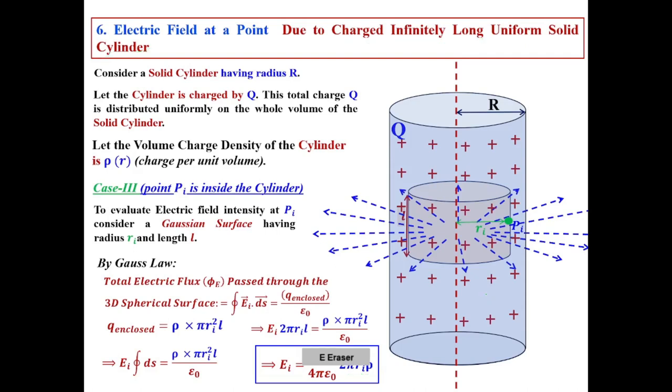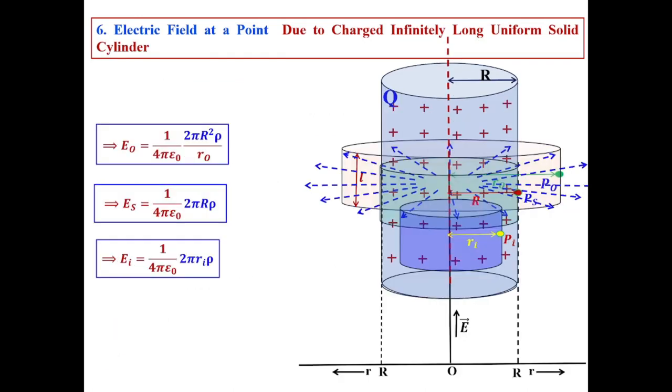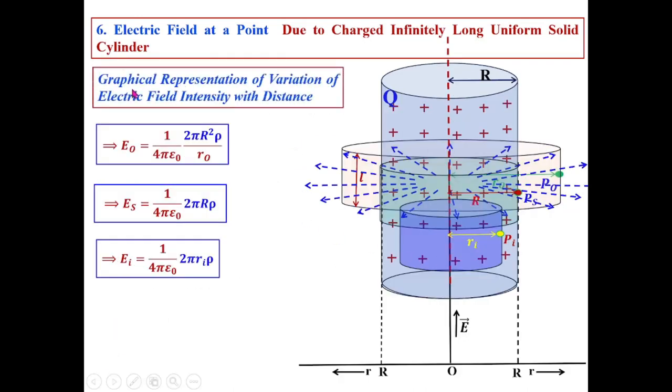Now we are going to go for the graphical representation of the variation of electric field intensity with distance for this case. Here you can see clearly the three Gaussian surfaces. This one is the Gaussian surface for the point outside. This red one is the point on the surface. This yellow one is the point inside the solid cylinder. So, three Gaussian surfaces are represented here, and we found three expressions: electric field intensity for the outside point, the point on the surface, and the inside point.